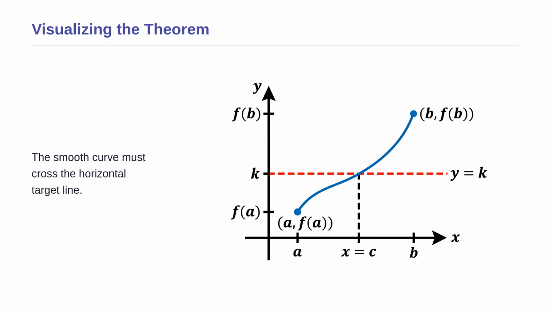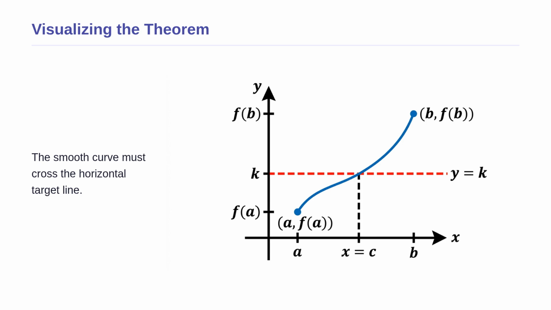Now that we have proven it mathematically, let us look at exactly what this means visually. On the screen, you see a graph with a smooth blue curve representing our continuous function. Notice how it starts at a specific point on the left below the red dashed line and ends at a point on the right above the red dashed line.